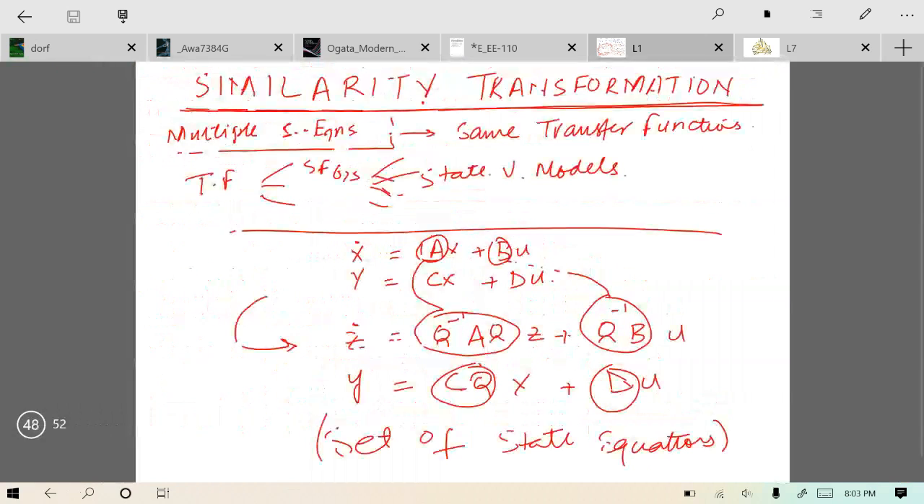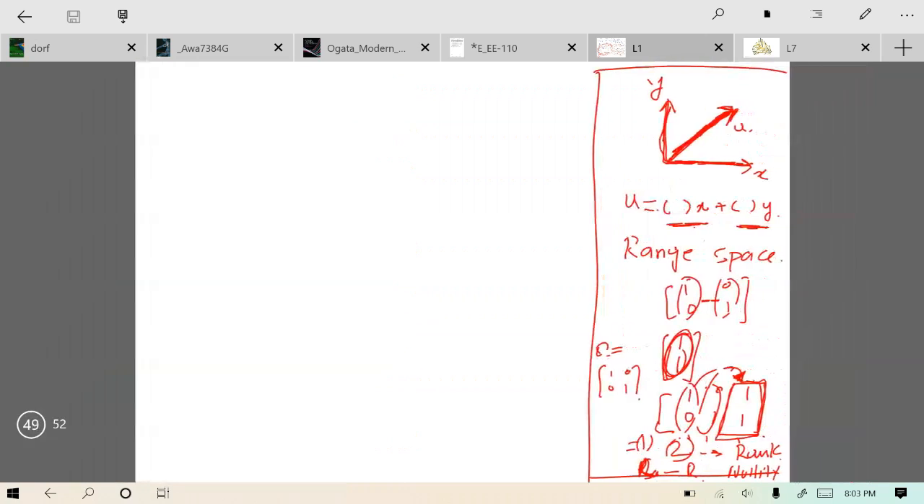So you should know what these things are and why these are important. So this is Q. Once we have Q, you can see we can transform this x and y into z dot and y, or this x dot into z dot, which is another set of variables, this x and y into z dot and y. So we can transform the system.